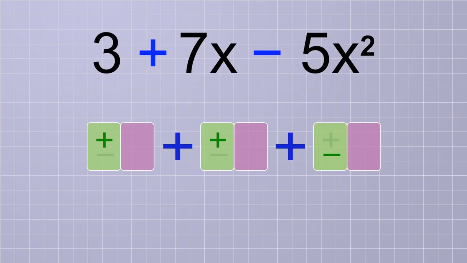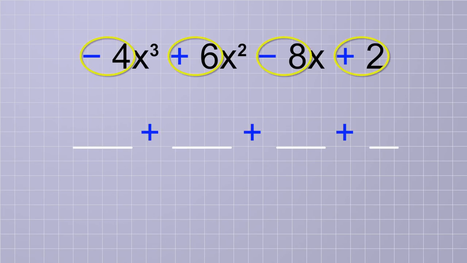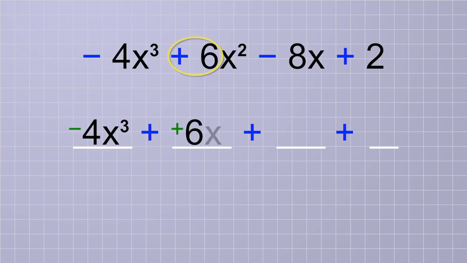For example, if you have this polynomial, you should treat it as if all of the terms are being added together, and use the sign that's directly in front of each term to tell you if it's a positive or a negative term. The first term has a coefficient of -4, so it's a negative term. The next term has a coefficient of +6, so it's positive. The next term has a coefficient of -8, so it's negative. And the constant term is just +2.